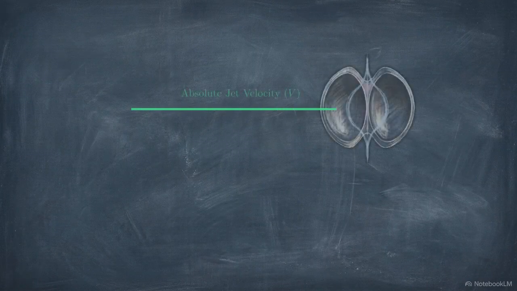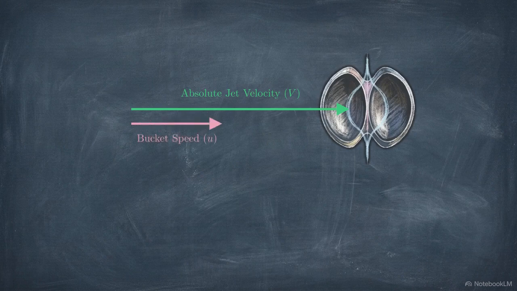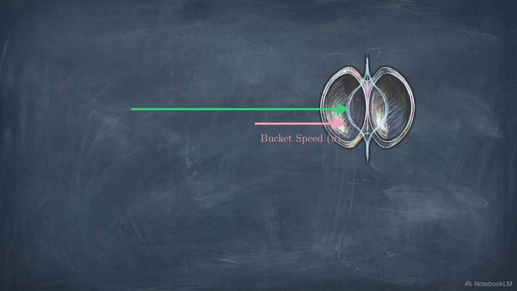The absolute speed of the water jet doesn't dictate the force on the turbine. Since the bucket is moving in the same direction as the jet, we calculate the relative velocity. To find the initial relative velocity at the inlet, you subtract the bucket speed from the absolute jet velocity. This resulting vector is the actual speed of the water relative to the metal of the moving bucket.